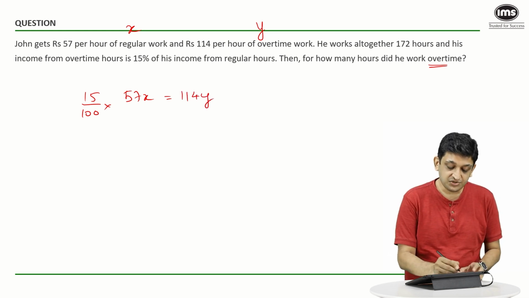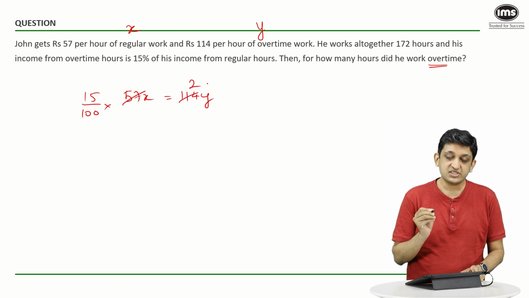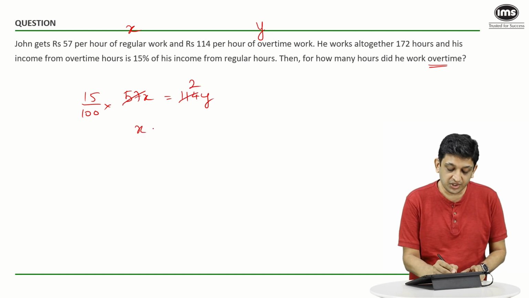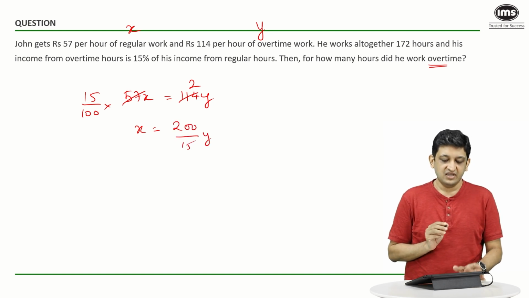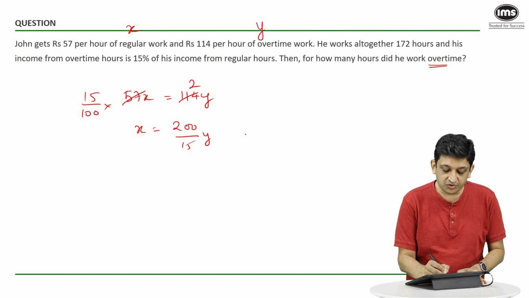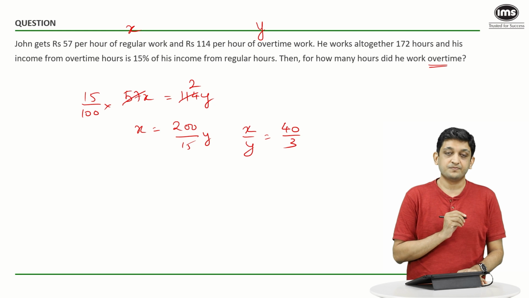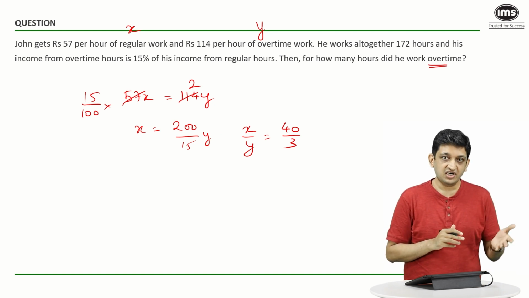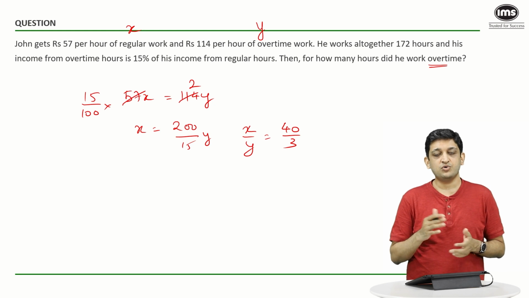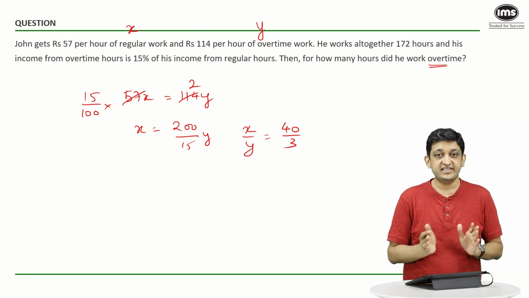So if you simplify this, you are going to see 57 2s are 114. And so you are going to get x equals 100 into 2, that is 200 by 15 times y. Again, if you simplify this further, you are going to see that x by y is going to be 40 by 3. So for every 40 hours that he has worked regularly, he would have worked for 3 hours overtime. That's how you get this 40 and 3 split.